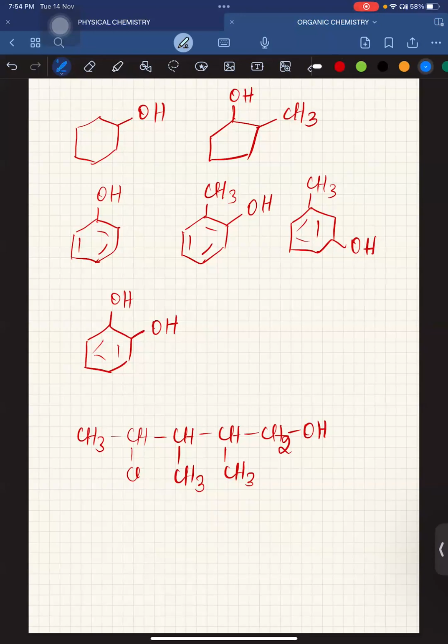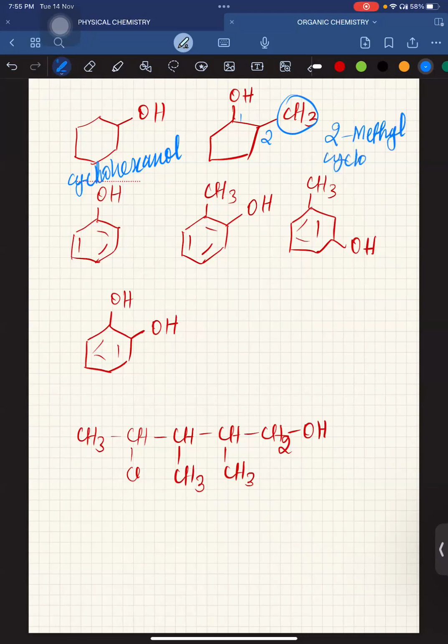See, I'm going to explain. This is very easy. This is your cyclohexanol. Cyclohexane with 1-ol, so it becomes cyclohexanol. This is your 1,2, and this is your methyl, so we can write 2-methylcyclopentanol. Cyclopentanol, this is your 1,2. So this will have the name 2-methylphenol.